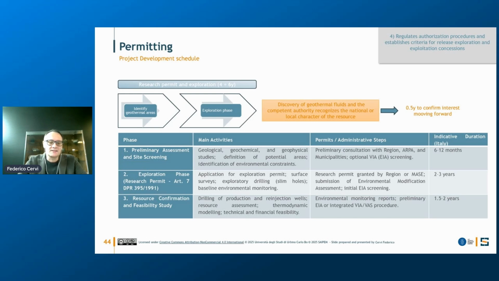If geothermal fluids are discovered, the owner must inform the authority within 15 days to recognize the resource's national or local status. By local, I mean regional, of course. Pursuant to Article 8 of Legislative Decree 22 of 2010, after recognition, the applicant has 6 months to submit a concession application. If these deadlines expire, the concession can be granted to anyone who applies, provided they meet the technical and economic requirements.